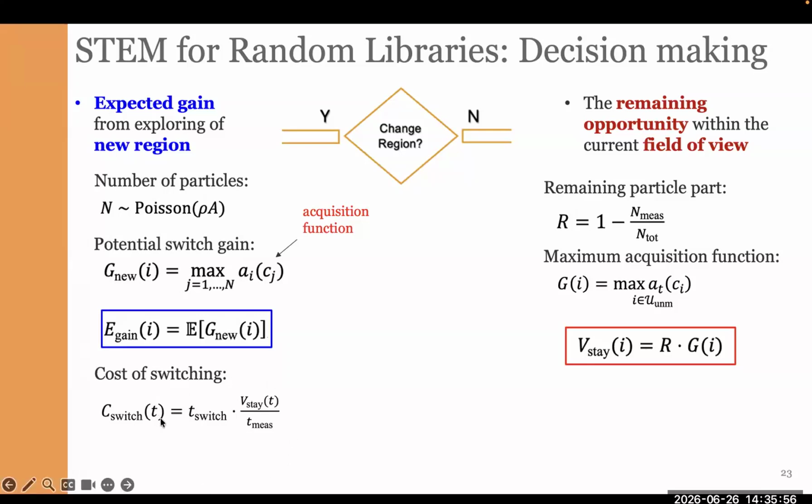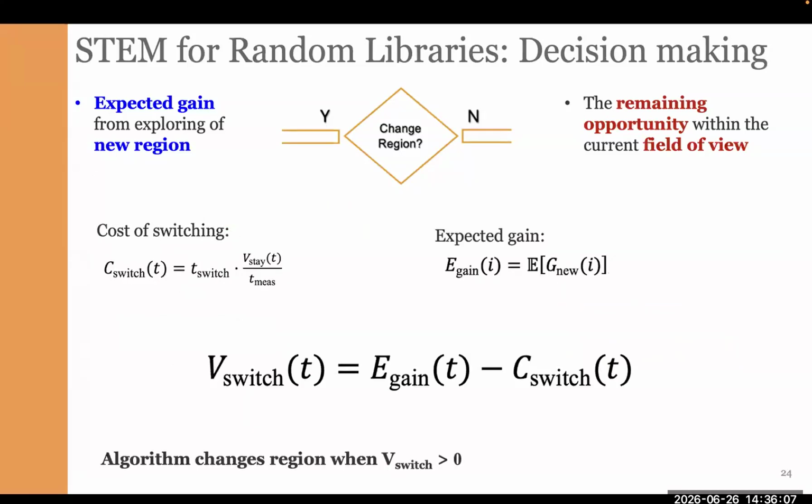In the cost of switching, we encode the fact that we are not able to perform measurements during this realignment. And the final criterion to decide whether we should change the region or stay in the current one is pretty simple. It is just the difference between our expected gain and the cost of switching. And as soon as this difference is above zero, we take a risk and change the region.